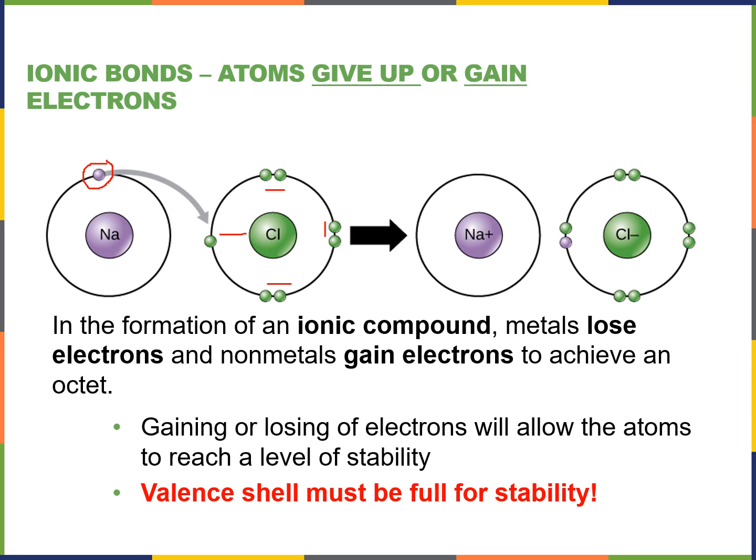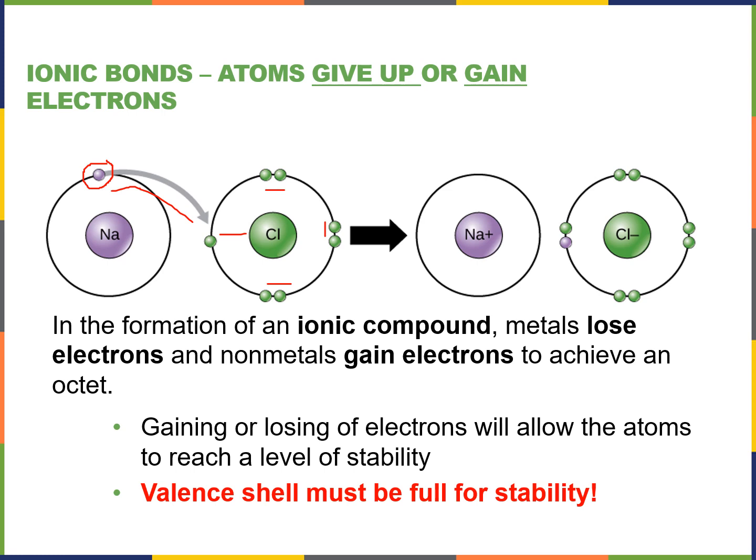Sodium and chlorine come into close proximity. What's going to happen? Chlorine, being much bigger, is going to strip away this 1 electron. This 1 electron that we see right here is going to get pulled over and is now going to be in orbit around chlorine. What does this do? Well, sodium's outer shell is now empty.